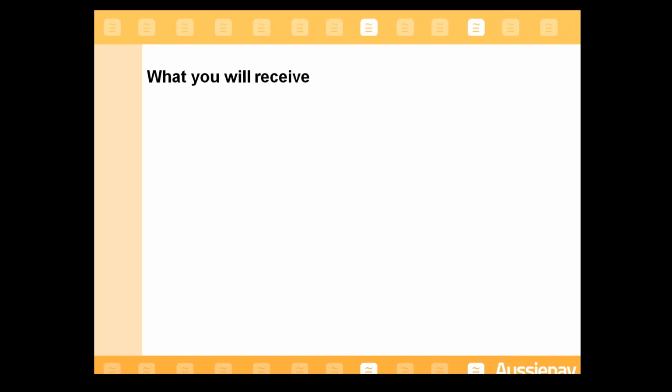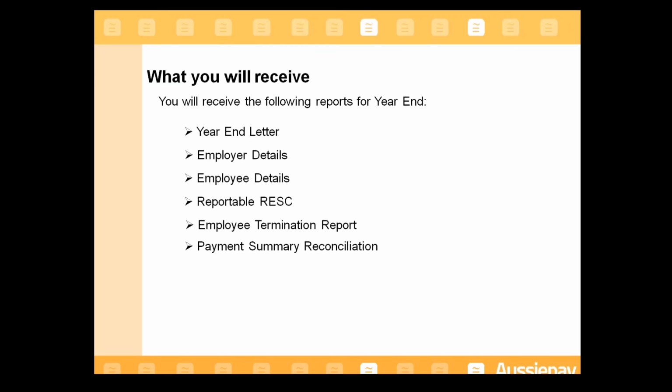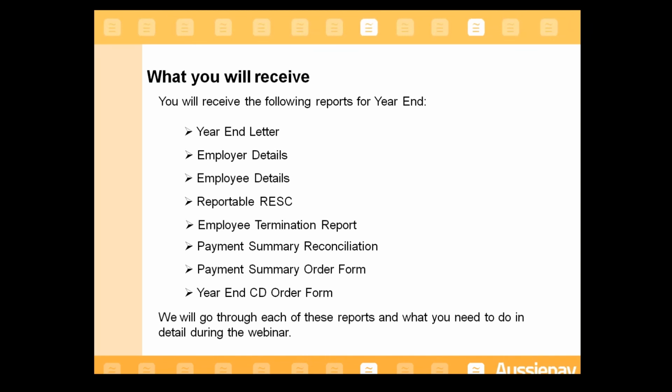Okay, ordering your payment summaries. So what will you receive? You'll get a year-end letter, which explains each form in a little bit of detail. You'll get an employer details form, an employee details form, a reportable RESC report, which is your reportable employer super contributions. You'll get an employee termination report, which will display all of your ETP payments. You'll get a payment summary reconciliation, a payment summary order form, and a year-end CD order form. We're going to go through each of these reports and what you need to do in detail during this webinar.